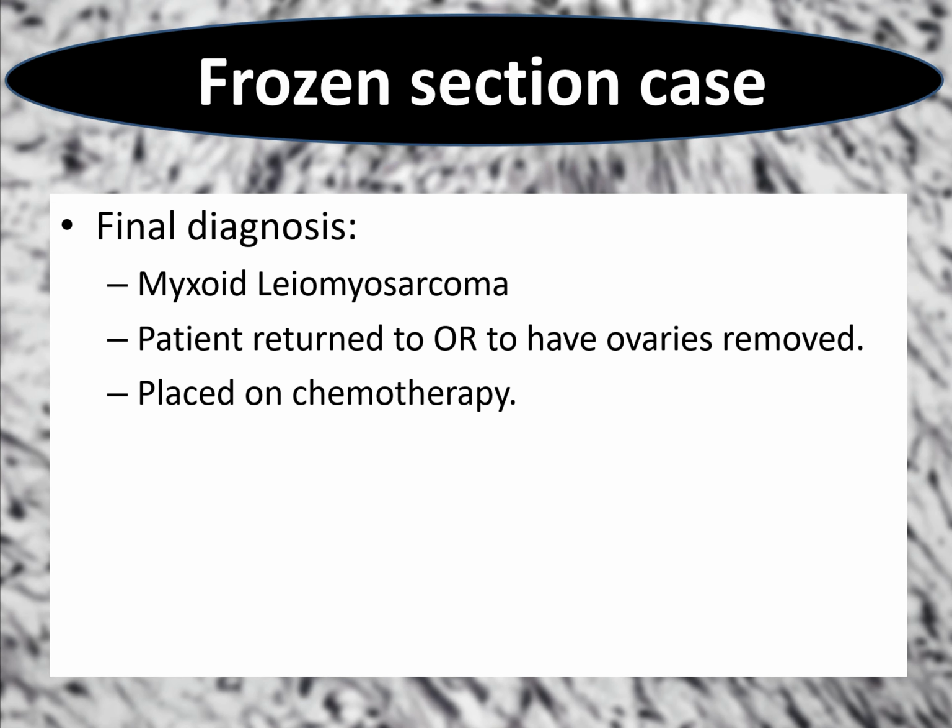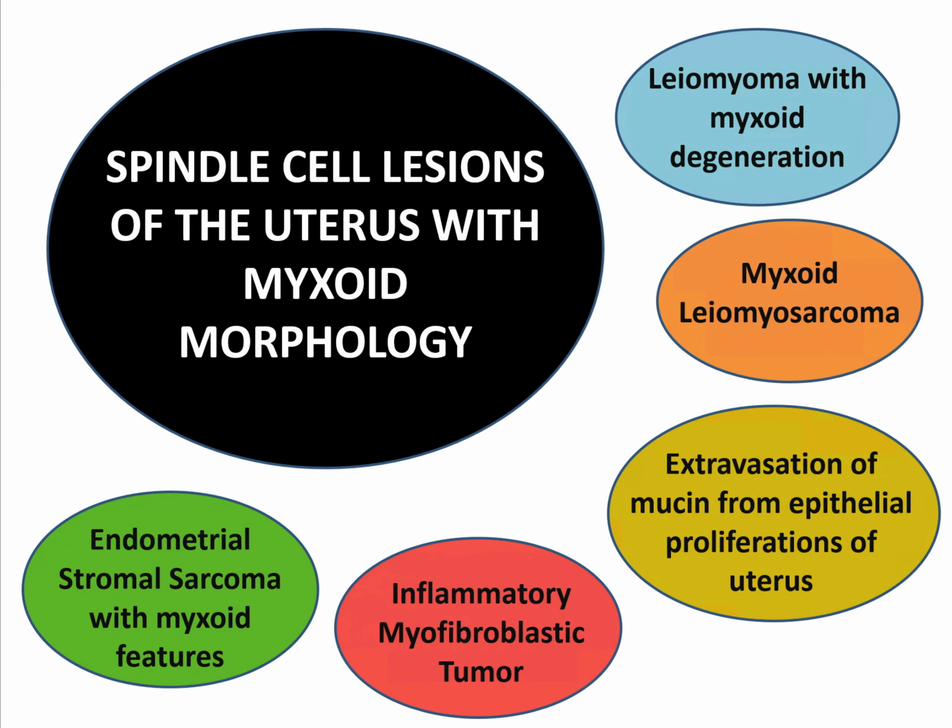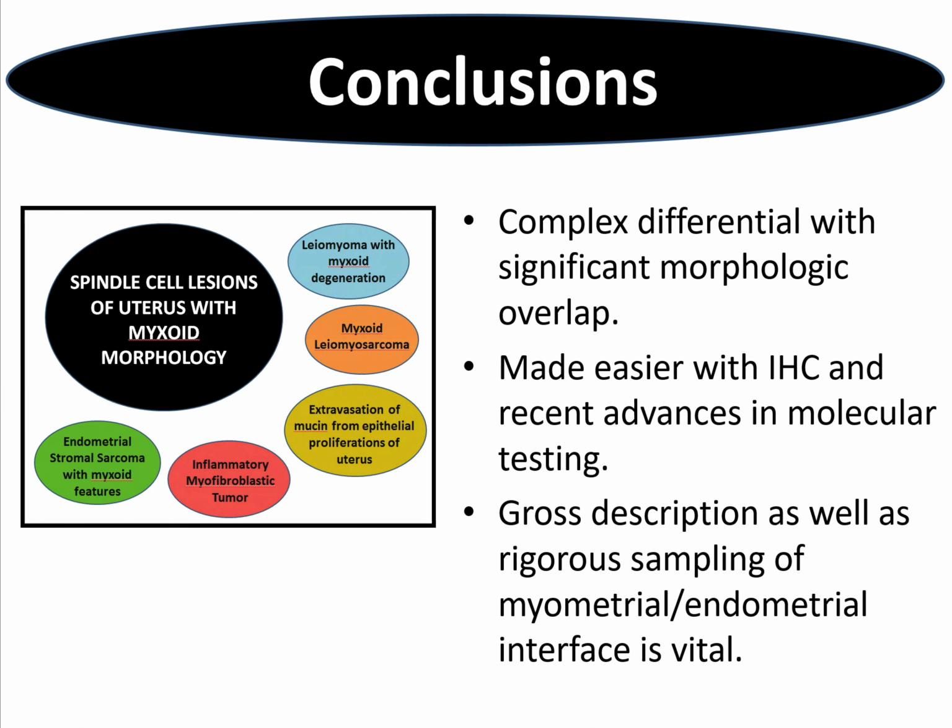The final diagnosis was Myxoid Leiomyosarcoma. The patient did return to the operating room to have her ovaries removed. That was not something that she had desired at the initial surgery, and was placed on chemotherapy. So that is my presentation.